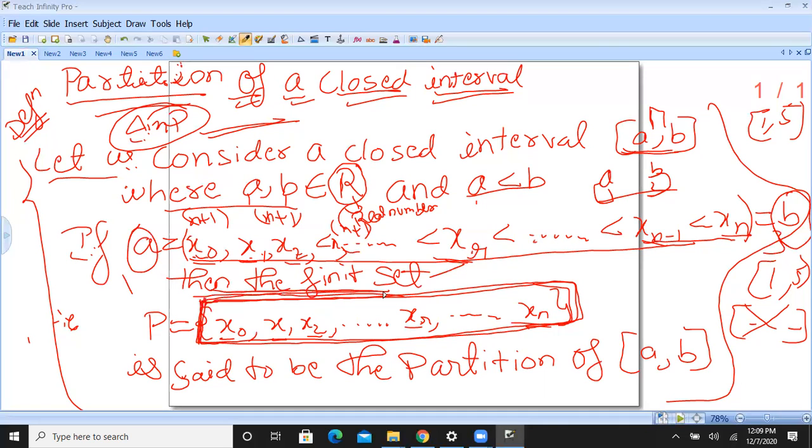These points can be a partition of a closed interval. The points x0, x1, x2, xr, xn are the partition of a closed interval. This is said to be a partition of a closed interval.